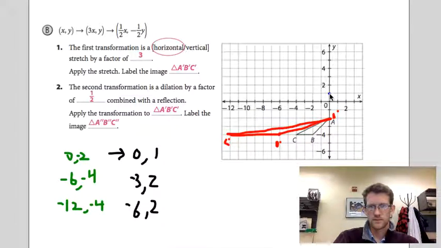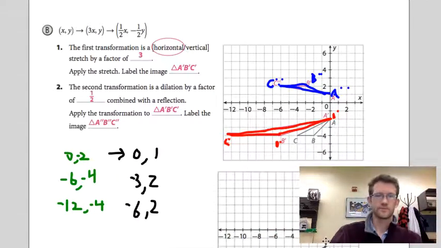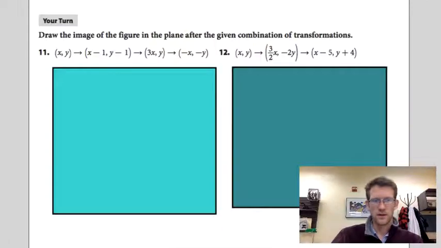0, 1 is right there. Negative 3, 2 is right here. And negative 6, 2 is right here. So it looks like this is A prime, A double prime. Again, we'll try and get in the habit of labeling these. A double prime, this is B double prime, and this is C double prime. Okay, let's see if it worked. Yay, it worked. Okay, cool. Last question right here.